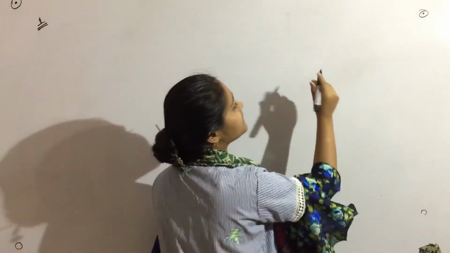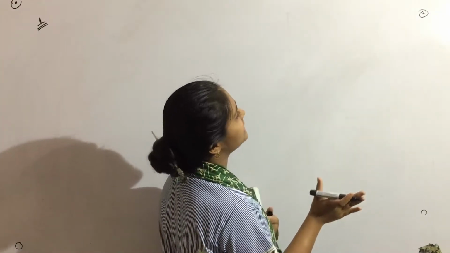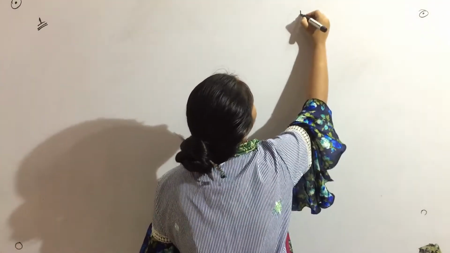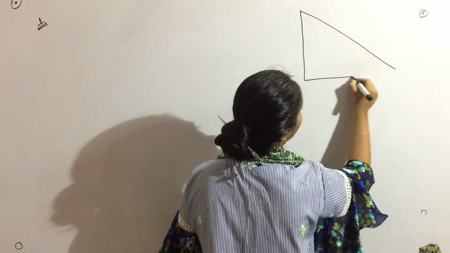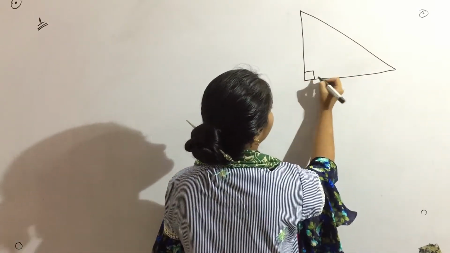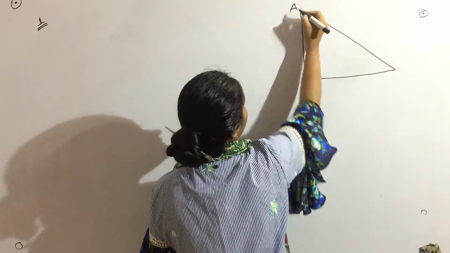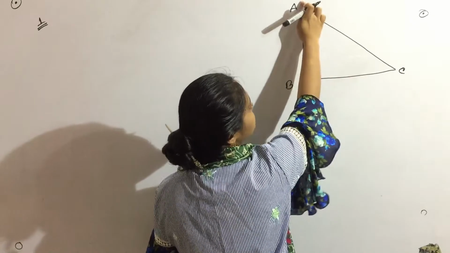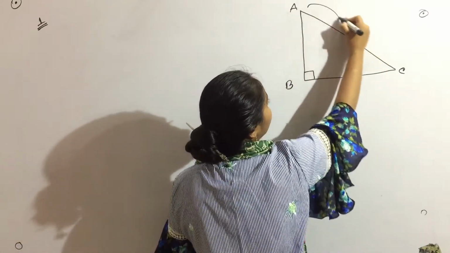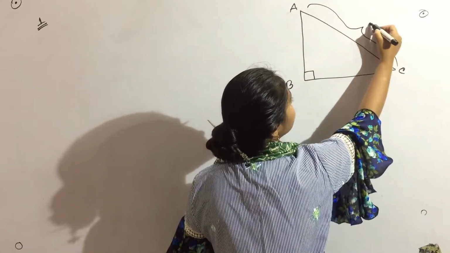We can see that the hypotenuse of a right angled triangle is 25 centimeter. First, we shall draw the triangle so that it's easier to understand. This is the right angle. We shall name the triangle A, B, and C. The hypotenuse, meaning side AC, is 25 centimeter.